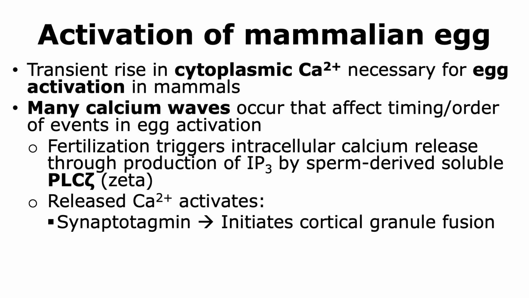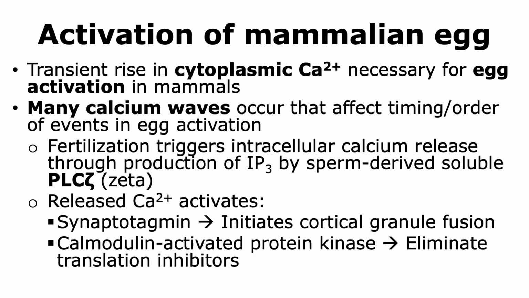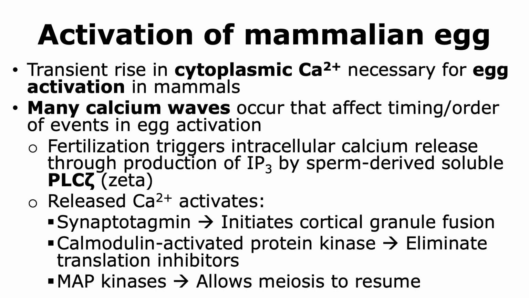It can activate the protein synaptotagmin that initiates cortical granule fusion. The calcium can also activate calmodulin-activated protein kinases that will eliminate translation inhibitors and thus promote embryonic development. We can also have MAP kinases that are activated that allow meiosis to resume. Thus, with this, we come to the end of fertilization in mammals.